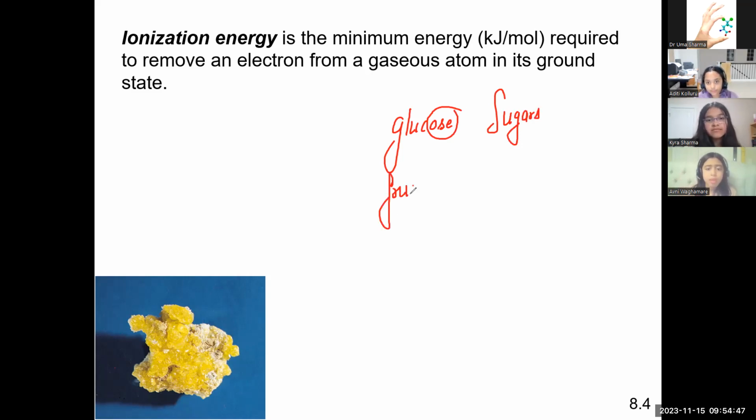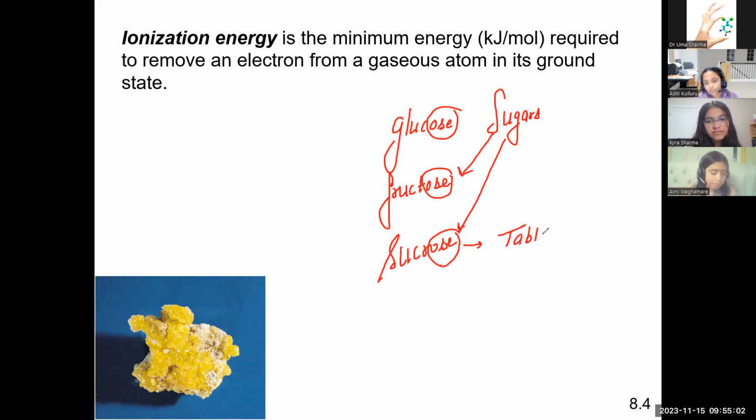Fructose. Well, fructose, it's also sugar. Sucrose, it's also sugar. Sucrose is table sugar, the one which you eat. Table sugar, right? That is sucrose.